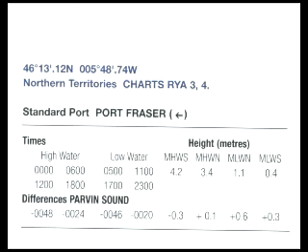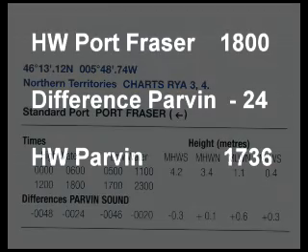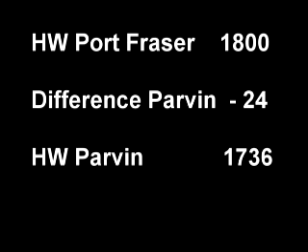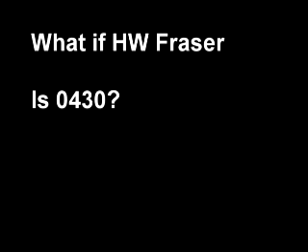But when high water Fraser is 0600 or 1800, high water Parvin Sound is only 24 minutes before, minus 24 minutes. So high water at Fraser of 1800 minus 24 minutes means high water Parvin is 1736. That's straightforward enough, but what happens when high water Fraser is 0430?